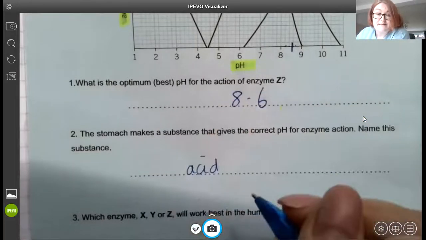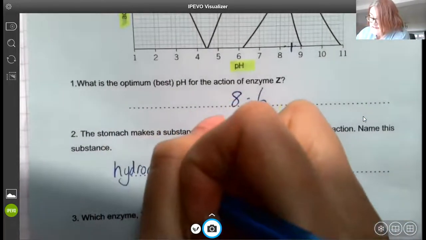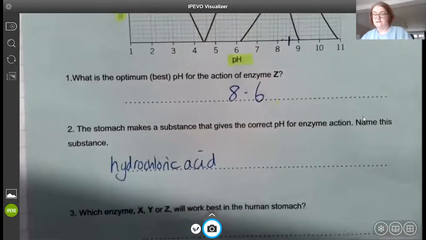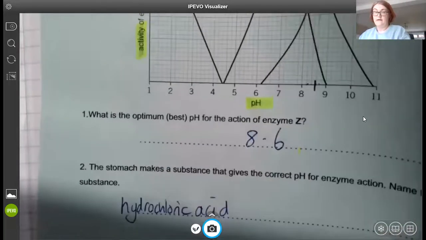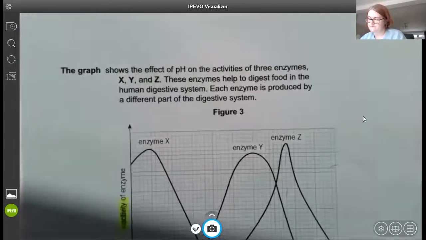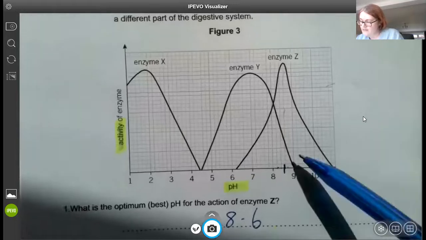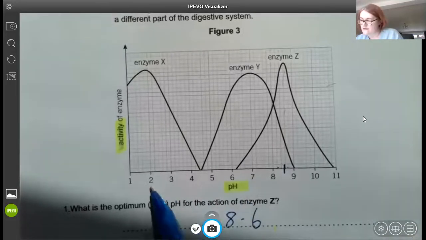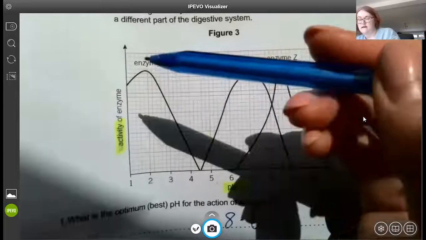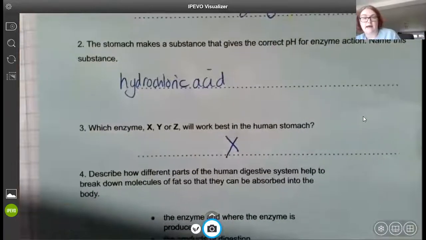It would be better to put hydrochloric acid, because that is the name of the substance that is produced in there. The question then says, which enzyme will work best in the stomach? So let's have a look. Acids are at a low pH, so we want something that works best at a low pH. Which one works best? It's going to be enzyme X. Works best at a low pH.